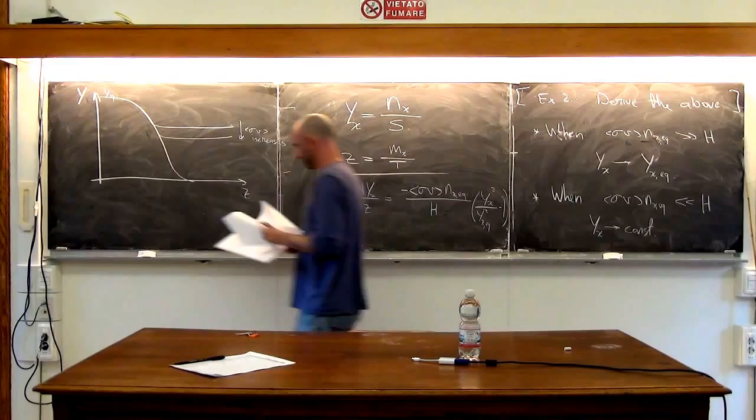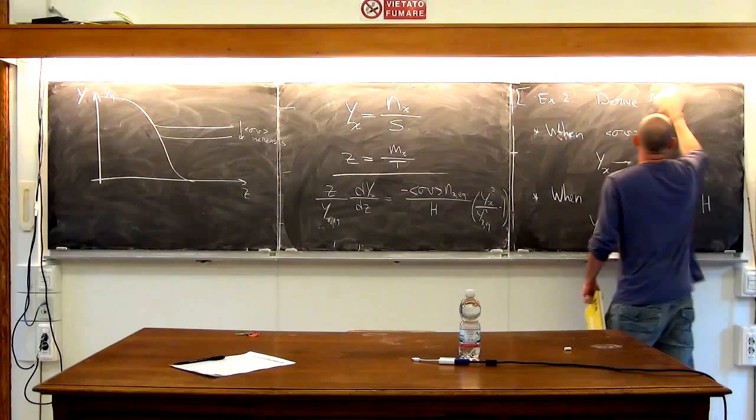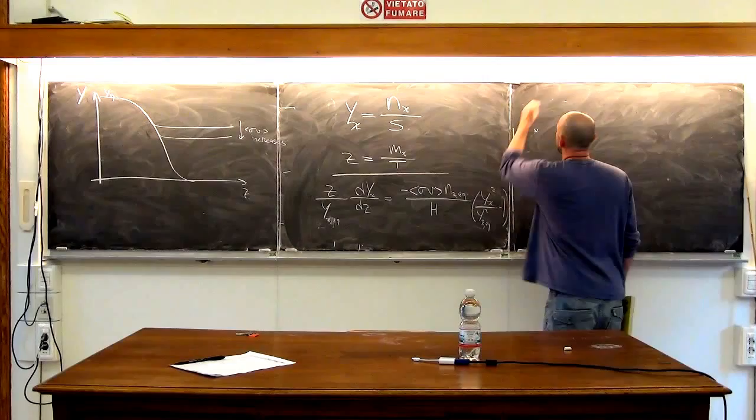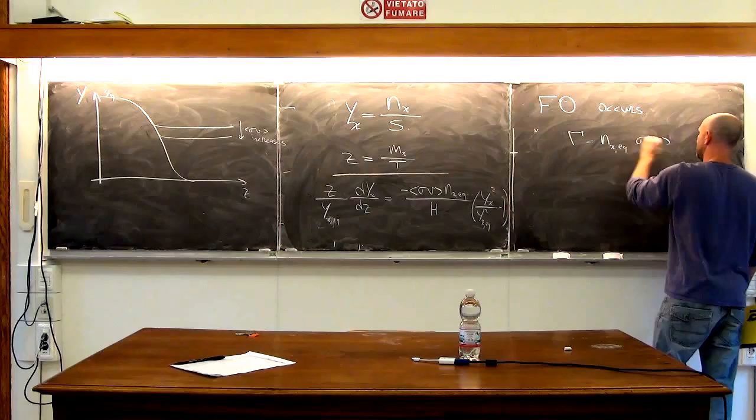Okay, so now let's try to solve this equation heuristically. So you write a rough answer to what is n as a function of sigma v. Okay? So from this we learn that freeze-out occurs when gamma, which is n equilibrium times sigma v, equals H.